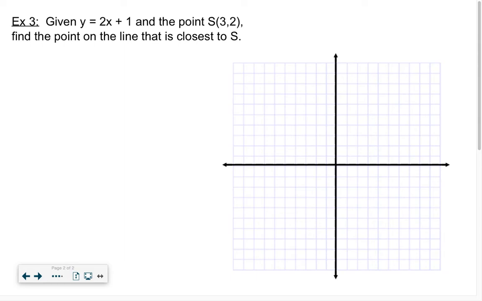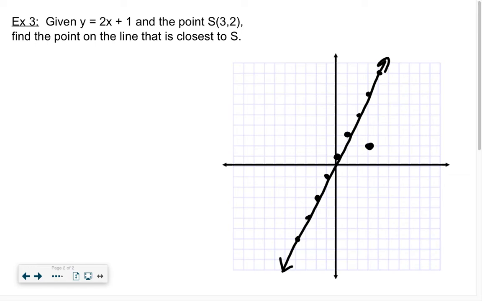Example number 3, it's given y is equal to 2x plus 1 and the point (3, 2). So let's start with the point (3, 2): 1, 2, 3, 1, 2. And then if we draw on the line, there's my y-intercept of 1, up 2 over 1, up 2 over 1, up 2 over 1, and downward in the same direction. There we go.